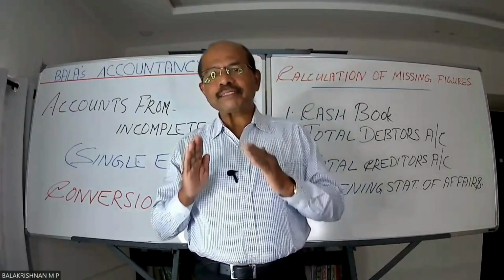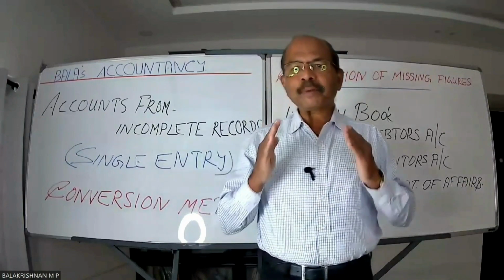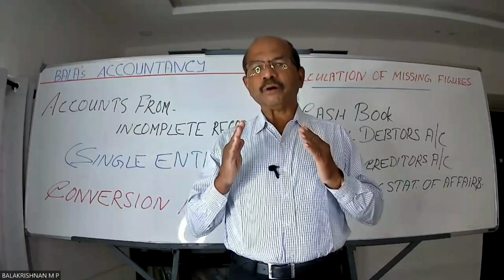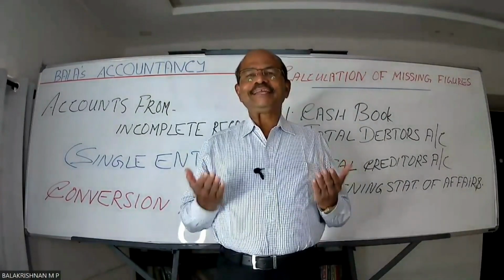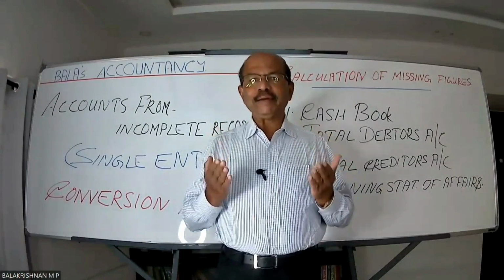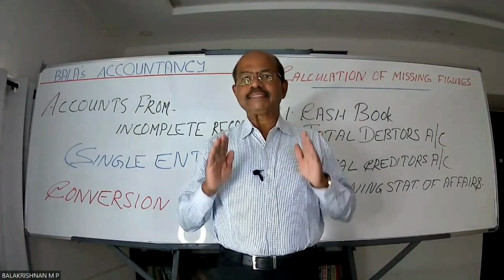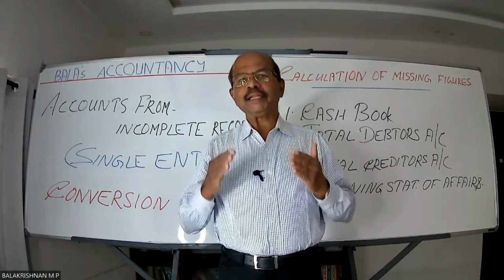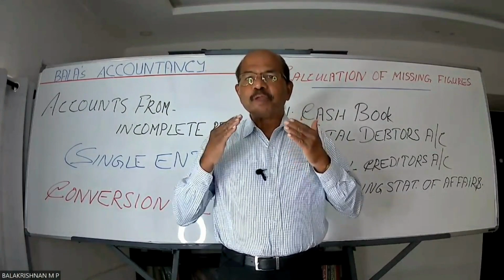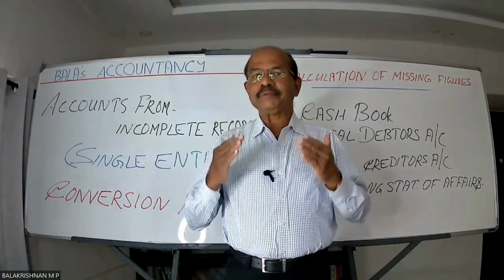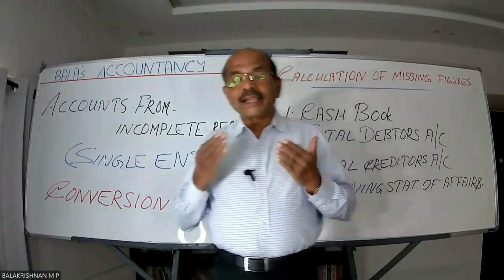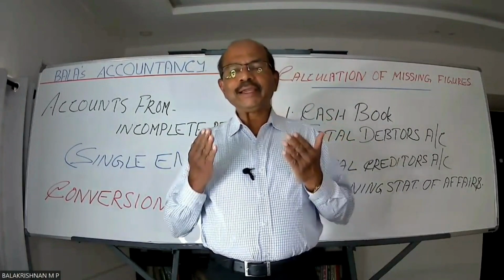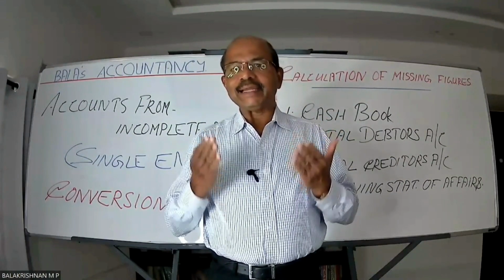Only such information is collected as is required for preparing the trading and profit and loss account and balance sheet of the business. This way of collecting information as per the requirement of the double entry system of bookkeeping is termed conversion method. Calculation of missing figures is the main technique here. We will be able to get these missing figures by preparing certain accounts.